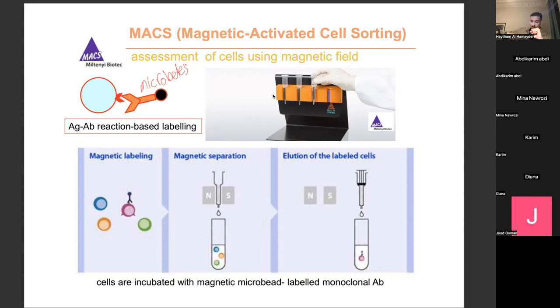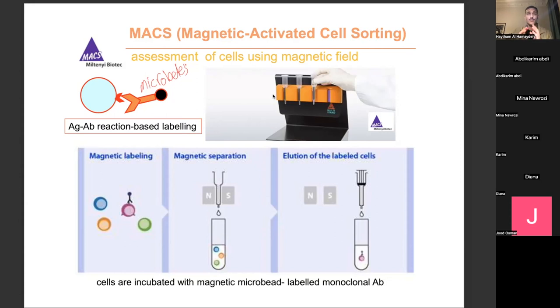We attach the magnetic bead to the antibody. So magnetic bead, antibody. Now we get this formation, put it in the tube of the cells that contain all of the cells. Then we put this antibody magnet bead inside the solution. What will they bind to? If they're specific to CD3, they will only bind to the cells that have CD3 antigen.